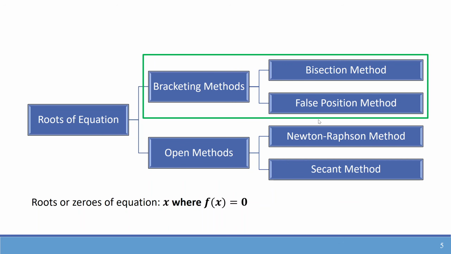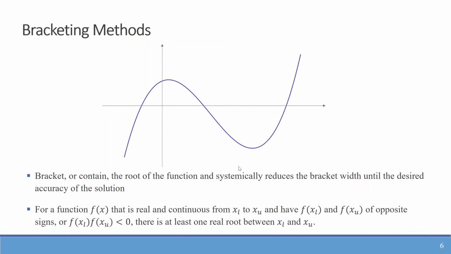So let's start our discussion on the bisection method under the bracketing methods. Let's say we have a graph here, and that curve is our f of x. Now how do we apply the bracketing method or the bisection method? By the way, in the bracketing method, we have two methods, the bisection and the false position method.